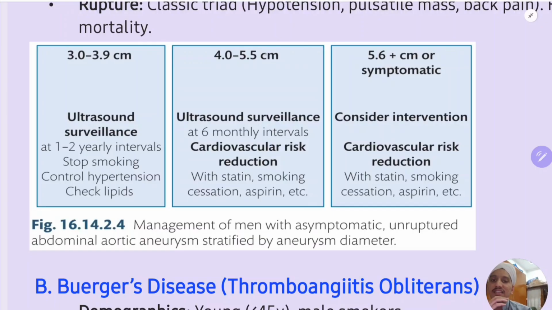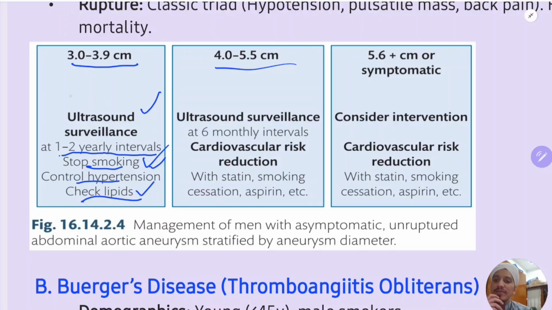So less than 5 centimeter, as I said. If the size is 3 to 4 centimeter, ultrasound surveillance is required at 1 to 2 yearly intervals. Every year you should do the ultrasonography. Intervention: stop smoking, control the hypertension, check the lipids. Okay, meaning you should control BP, lipids. If sugar is also there, you should control that, and smoking should be stopped.